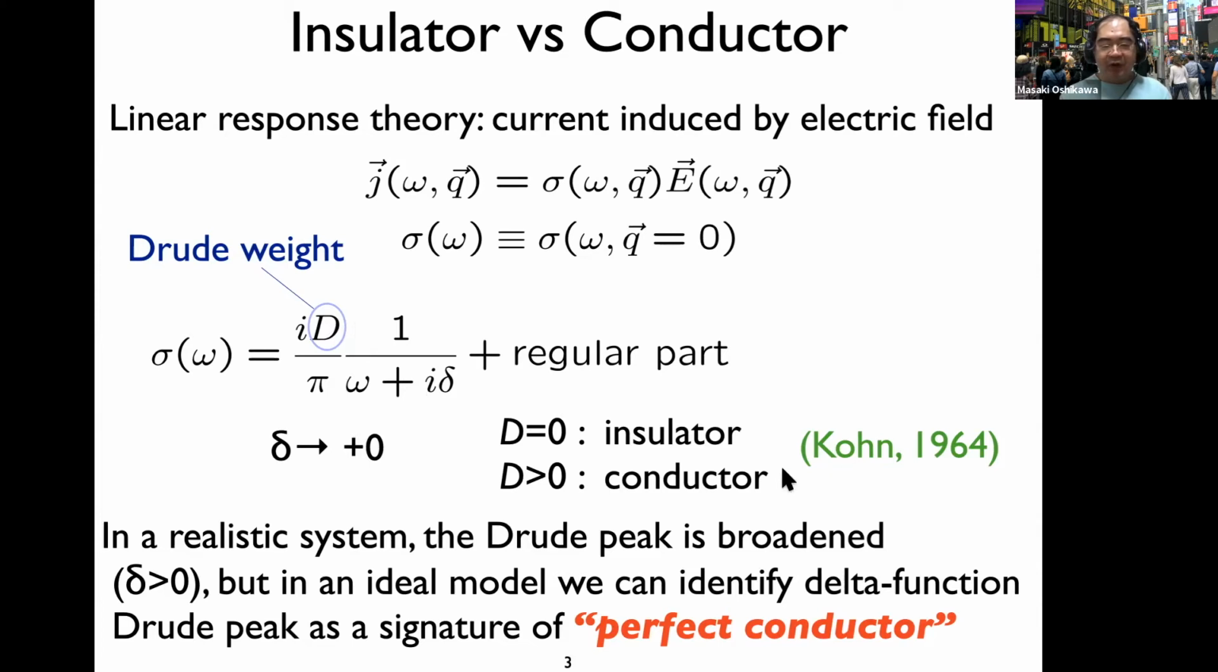In this paper, Kohn argued that a conductor can be characterized by non-zero Drude weight, whereas an insulator is characterized by zero Drude weight, at least in the zero temperature limit. And of course, the singularity only exists in the ideal limit. In a realistic system, this delta function singularity is often broadened by various factors. But if you consider an ideal simplified model like a lattice model, tight binding model, or Hubbard model, this singularity does exist. And we can distinguish whether the given model is a conductor or insulator by looking at the Drude weight. In other words, non-zero Drude weight is a signature of a so-called perfect conductor.